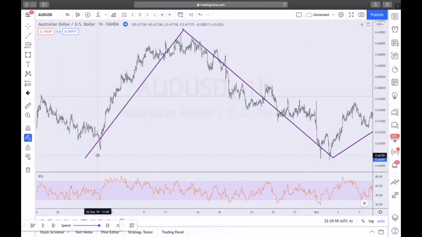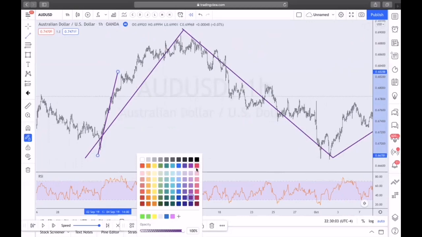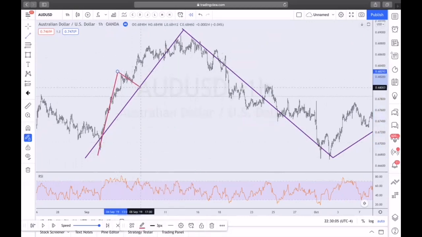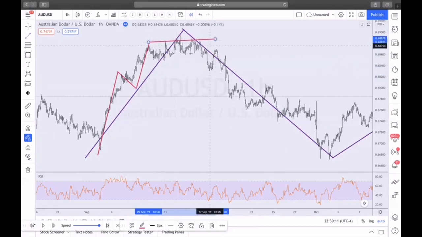So here we have an impulse up. I'm going to use this pink color. So we have impulse, correction, continuation. You already learned in the basics portion of this course that this is consolidation. Okay, now we're going back down.